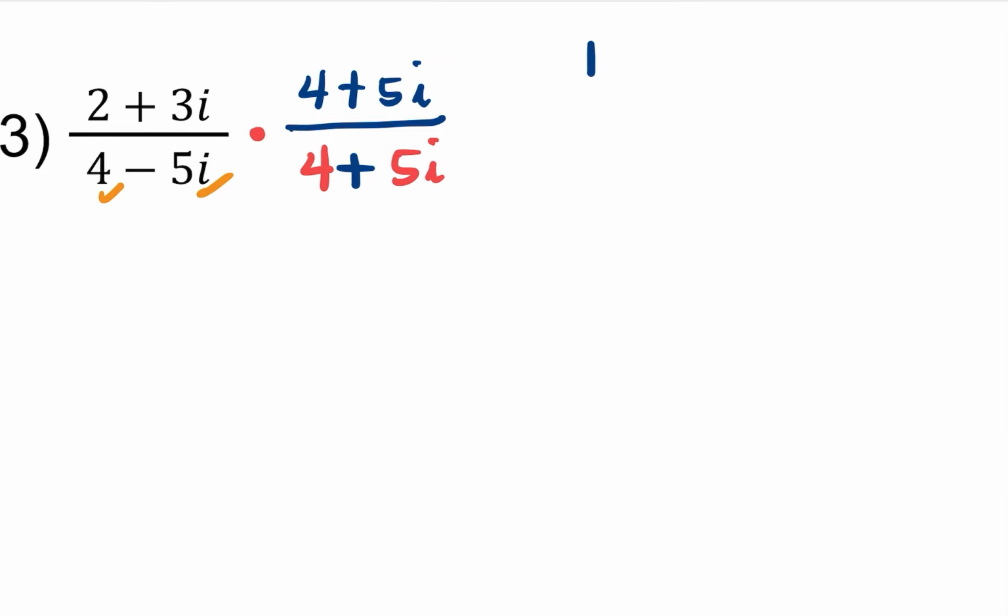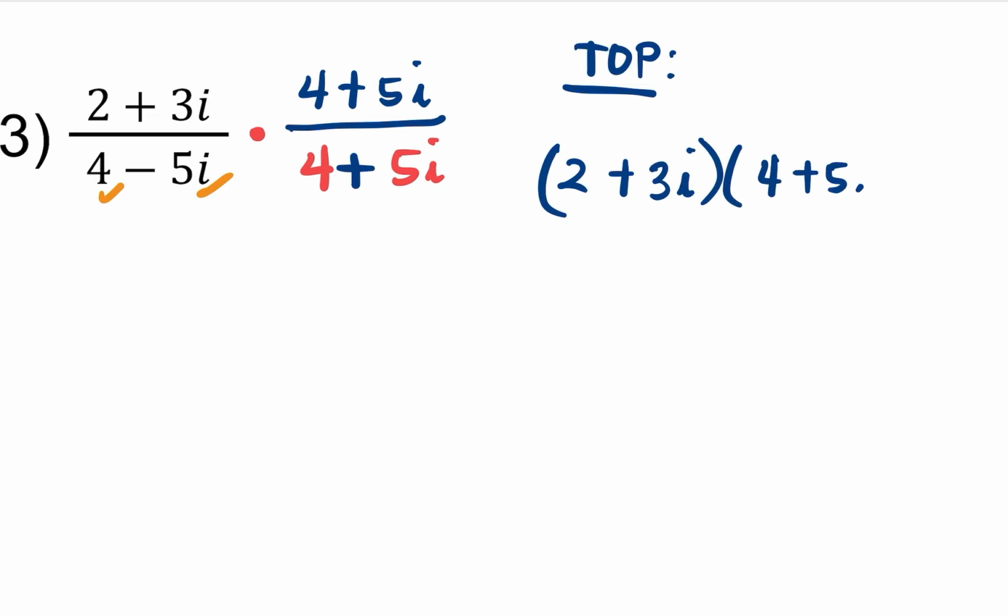So I'm just going to label the numerator with top. We multiply the numerators together, so let's do it. So 2 plus 3i and 4 plus 5i. So let's multiply these two polynomials. So we've got 8, 2 times 4, and then 3i times 5i is 15i squared.